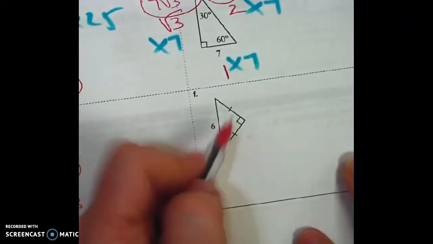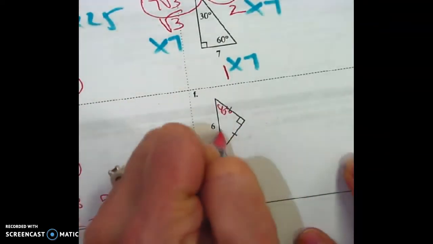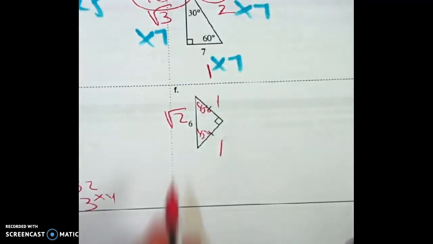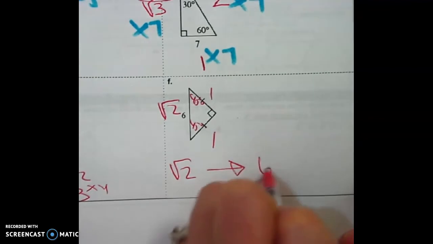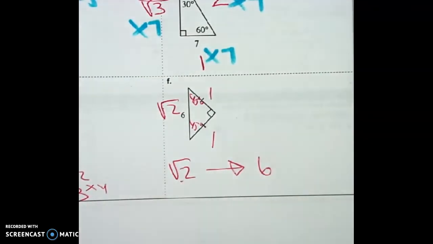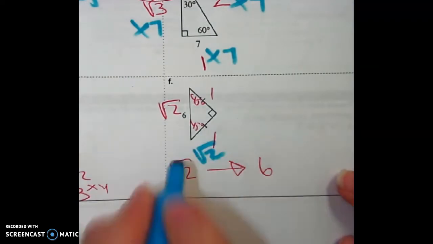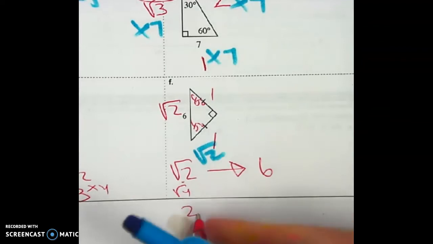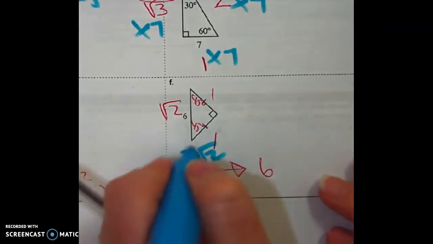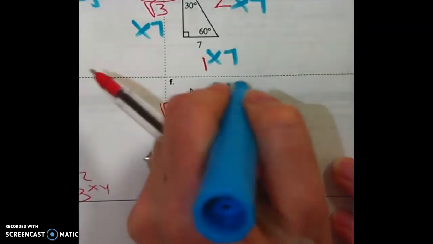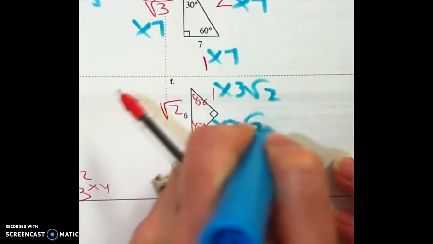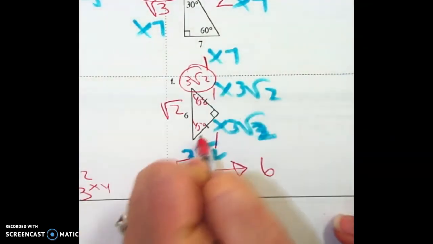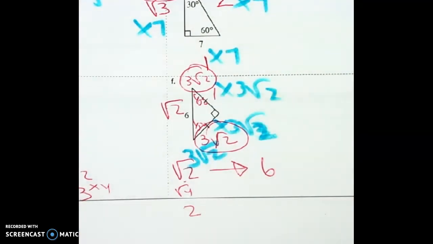Last one. If these two are even, that means these are even at 45. 1, 1, rad 2. This is a hard one. I have to go from rad 2 to 6. So it has a square root, but now it doesn't. If you multiply it by itself, the square root of 2 times the square root of 2 is the square root of 4, which is 2, but I still have to get to 6, so I multiply that by 3. So times 3 rad 2, times 3 rad 2. So this side is 3 rad 2, and this side is 3 rad 2.